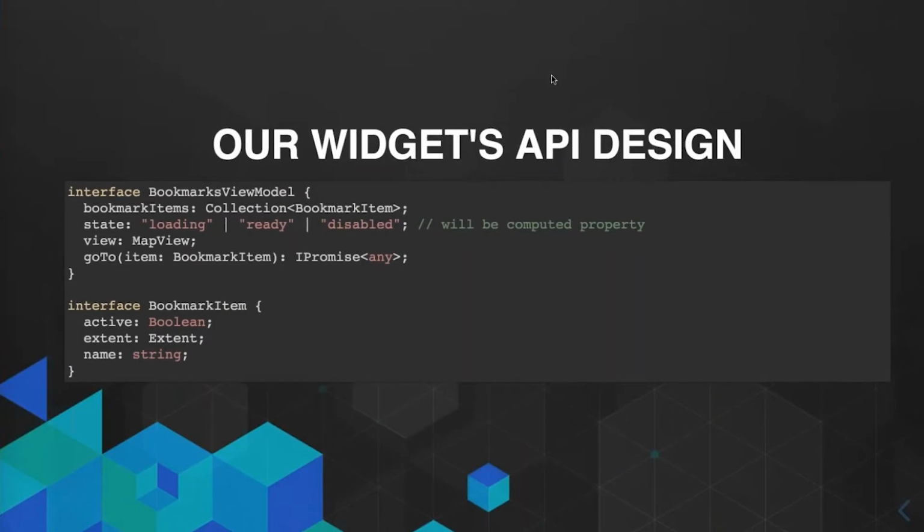So if we want to create a bookmark widget, we have to come up with a simple design for the API. This is what we came up with. We have our view model interface, and this is going to have a property called bookmark items, and it will be a collection of an accessor class we created called bookmark item. So this will house all the bookmark items. We're going to have a property called state, and it's either going to be in a loading state, ready state, or disabled state. This is going to be a computed property that will be set depending on what state the view model is in.